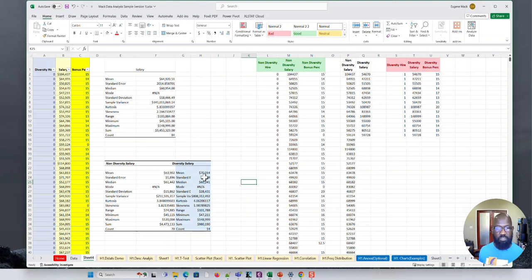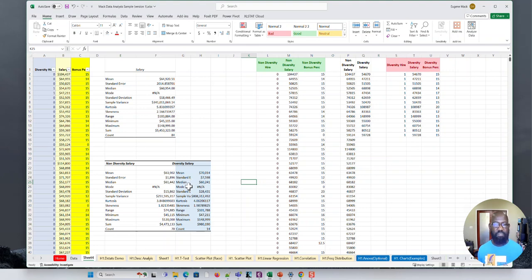Actually, the diversity salary is about $7,000 more. Should I say about $6,100 more than those who are non-diversity. The average salary, however, the median salary, however, is slightly different in that the median salary, the salary that's in the middle for non-diversity hires is at $61,000 versus those who are diversity hires at $60,000.